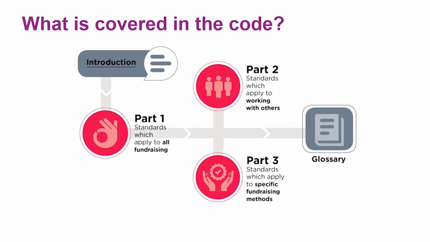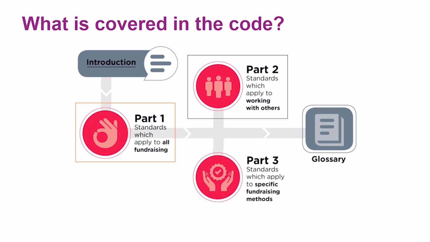The standards are structured in 3 parts. Part 1, standards which apply to all fundraising, such as behaviour, the responsibilities of trustees, processing personal data and donations. Part 2, standards which apply to working with others, such as volunteers, children and commercial participators. And Part 3, standards which apply to specific fundraising methods like events or legacy fundraising.